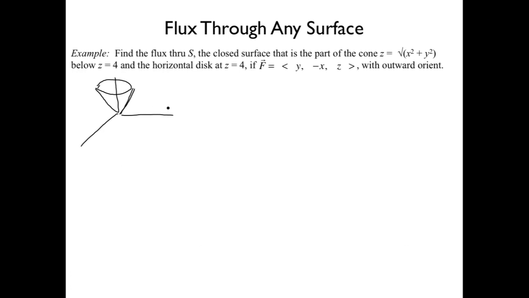So this surface is a closed surface. This is z equals 4, the disk at z equals 4. And then this is z equals radical x squared plus y squared. So this S consists of an S1 and an S2. We could say S1 is the cone, and S2 is the upper disk. And we're going to have to add the surface integrals together to get the total flux for the whole closed surface.